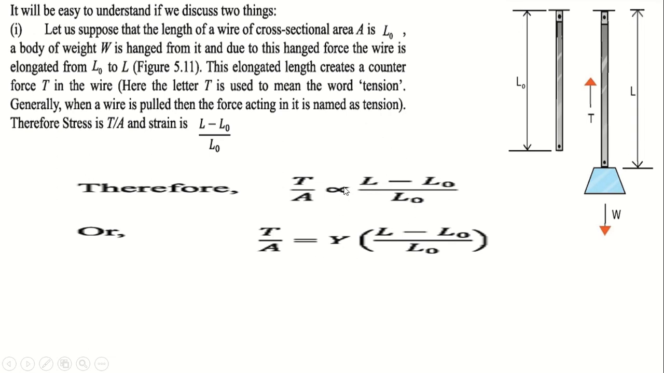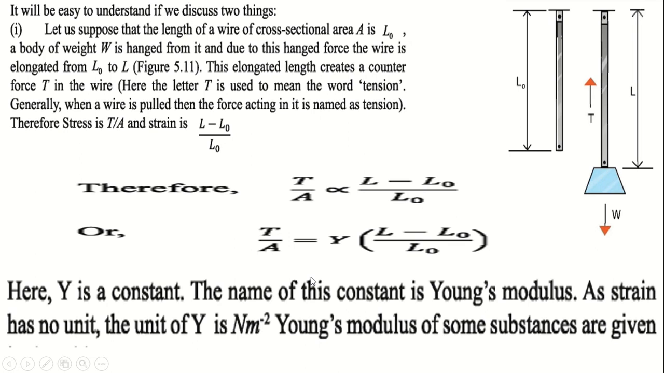So for omitting the proportionality sign, we will bring in a constant. The constant which is used is Y, and this Y is named Young's modulus. Strain has no unit because it is the ratio of similar quantities: change in length, whose unit is meter, and original length, whose unit is also meter. So strain has no unit. As strain has no unit, the unit of Young's modulus will be the unit of stress, that is Newton per square meter or Pascal.